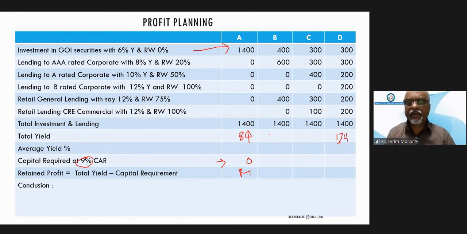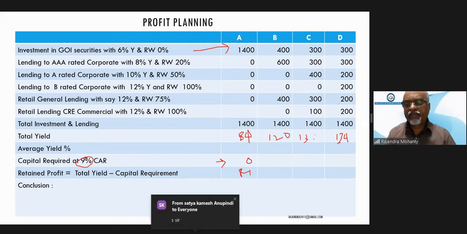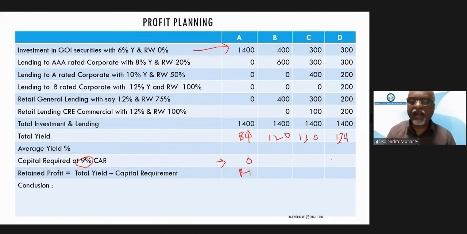134, sir. So you see 120 was the second one. We have got 120 here and 130 was here. Then finally 134. Okay. So capital also similarly. Here capital was 3780. Here 5265. 63.9, sir. Capital is 63.9. So return earning becomes how much? 70.1.